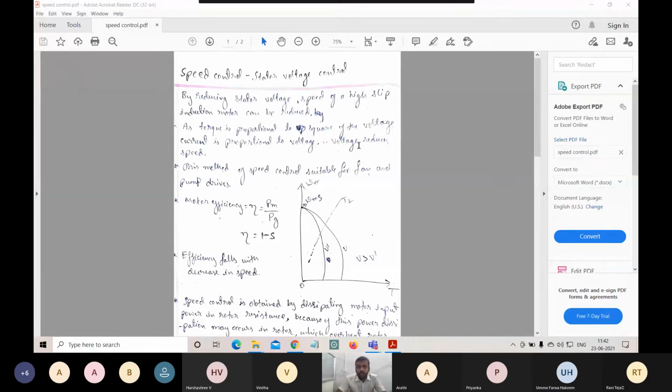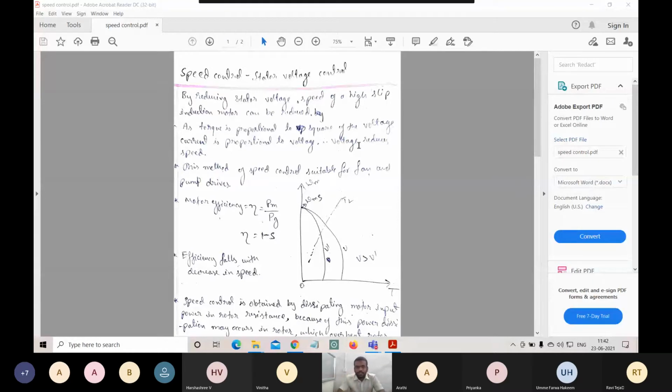The speed of the motor can be reduced by reducing the stator voltage of the particular induction motor. So how best can we reduce the stator voltage? First, you should keep in mind the equivalent circuit of our induction motor: the supply voltage or supply source, followed by the stator resistance, the rotor resistance referred to the stator, and the mutual inductance, followed by the load. So this is our equivalent circuit of an induction motor.